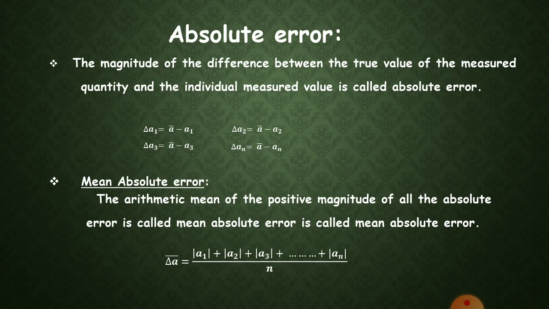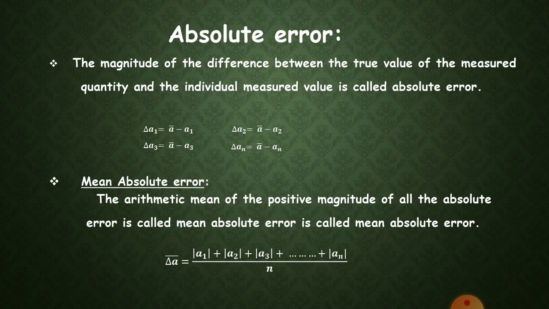That delta A1 is the absolute error in A1, absolute error in the first quantity. How will you determine it? A bar is the true value. Subtract this A1 from the true value, and you will have the absolute error. Similarly, you will repeat with all the terms, and this error is known as absolute error.